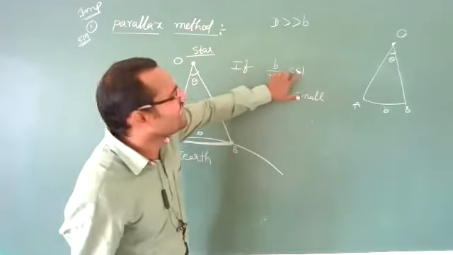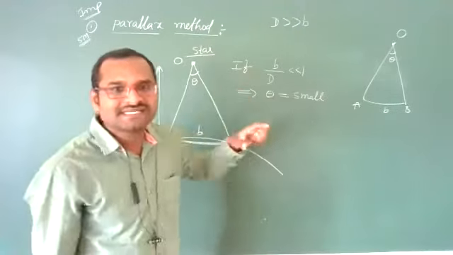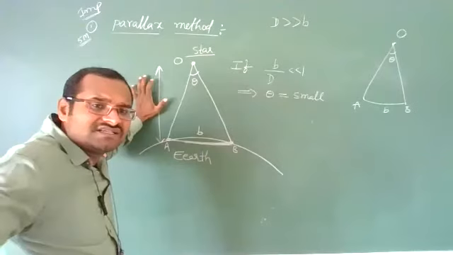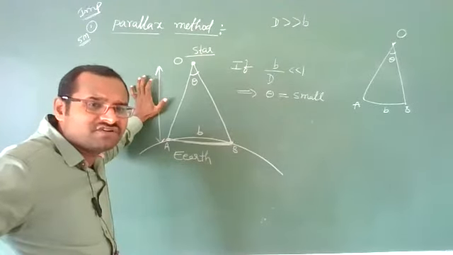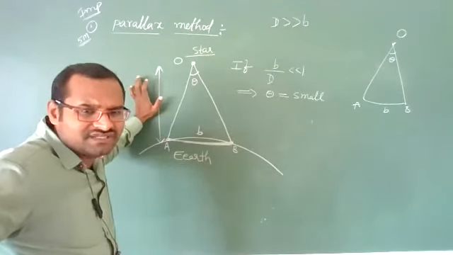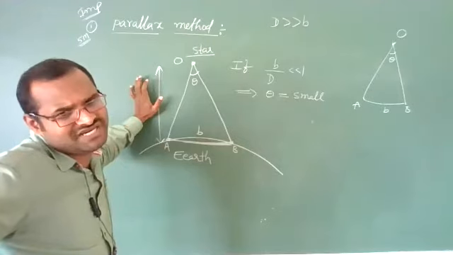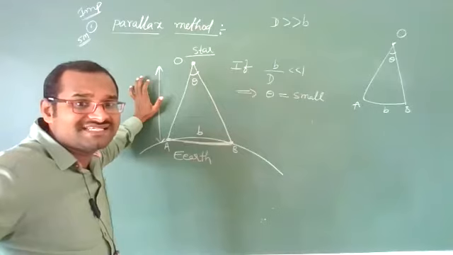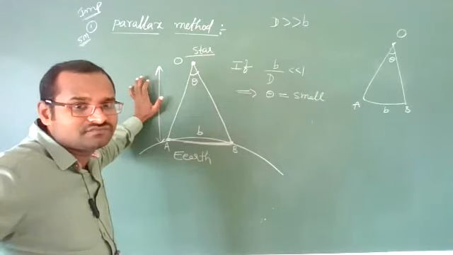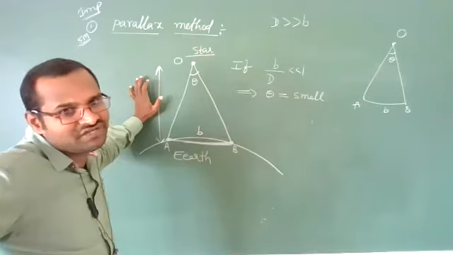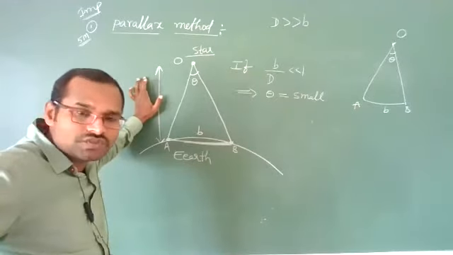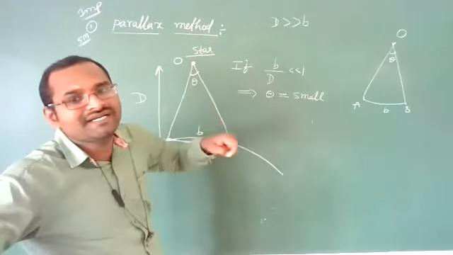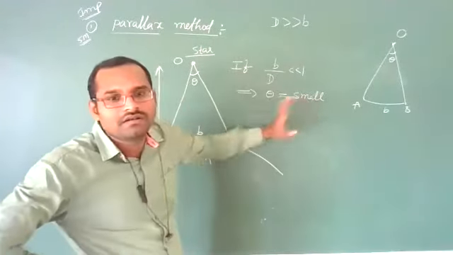b by D is less than 1. Why am I saying this? Because the distance, capital D, is very large. Thousands of kilometers it will be. Take the distance from the earth to the moon or the sun. Very large, 1.496 into 10 to the power of 14 meters. But small b, the basis, will be very small. Due to that, theta will be small.